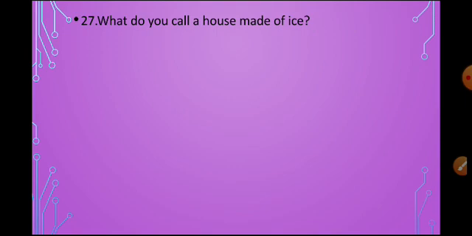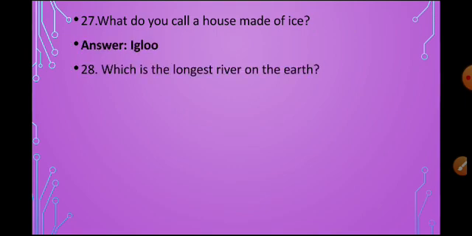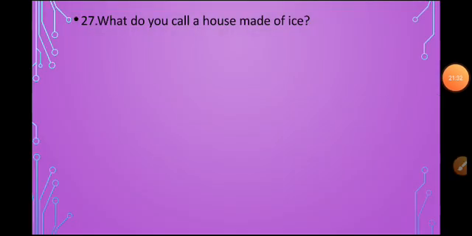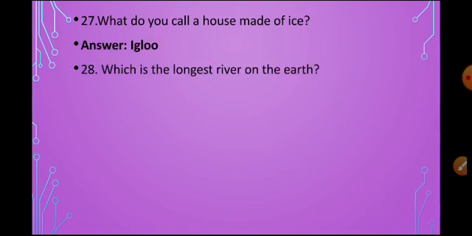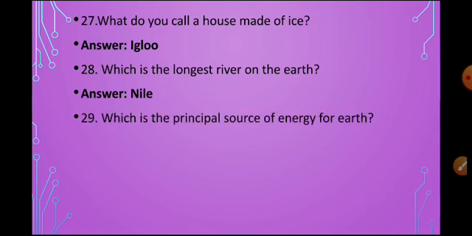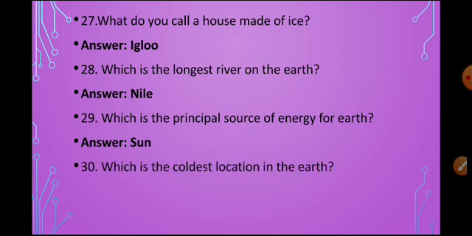Okay, now next question. What do you call a house made of ice? As we know, we have read this. So okay, I think the question got repeated, but no problem. Again we can recite the question. The house made of ice, that was igloo. And the question is, which is the longest river on earth? As we know, the river Nile. The second is, which is the principal source of energy for earth? And that is the sun. Yes, this is a new question.